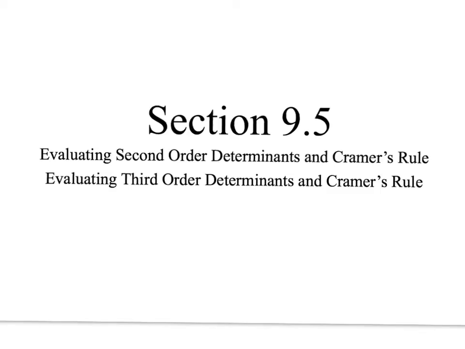This video is part 2 in our video series for section 9.5 using determinants and Cramer's rule. In our last video we looked at evaluating systems of equations in two variables, solving for our second order determinants and using Cramer's rule. In this video we are looking at a system of equations in three variables, determining third order determinants and then using the third order determinants and Cramer's rule to solve for the variables.